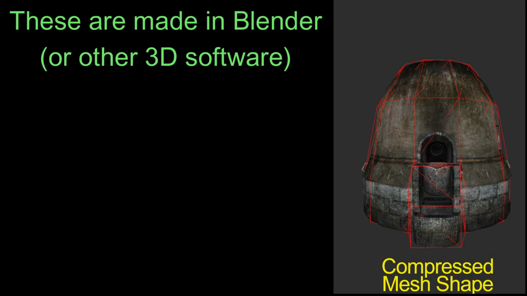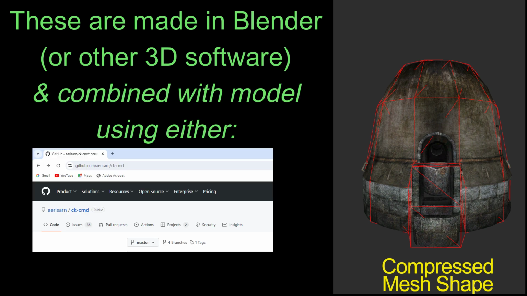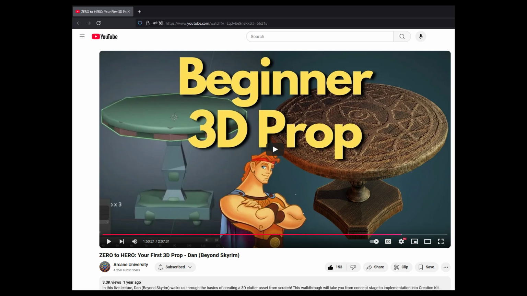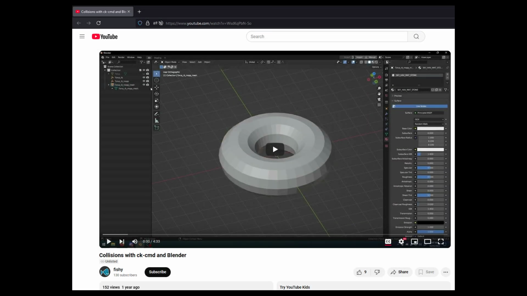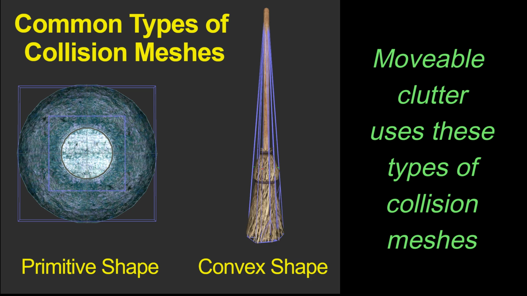For compressed mesh shapes, used with furniture for example, you will typically make that mesh yourself in Blender or other 3D software, and then you can combine it with your regular model using either CK Command or Chunk Merge. I'm not going to show you how to do that in this series, but you can see how it's done by watching the Zero to Hero tutorial by AU teacher Dan or another helpful video by instructor Fishy, both linked in the description.